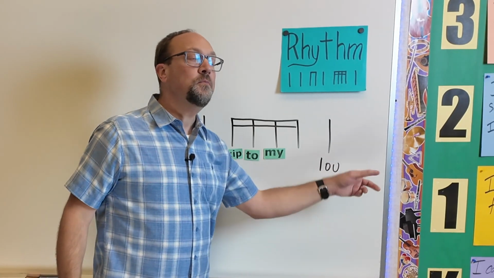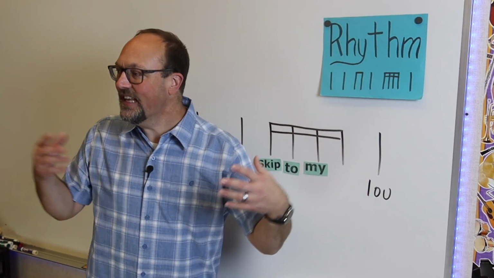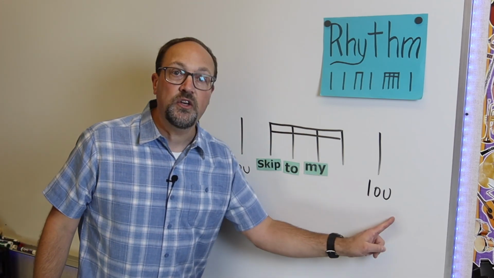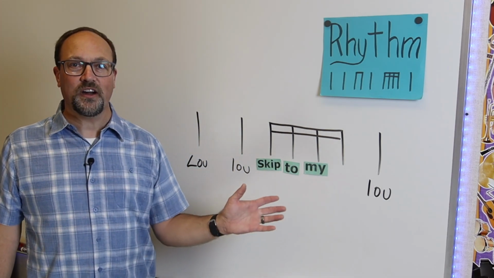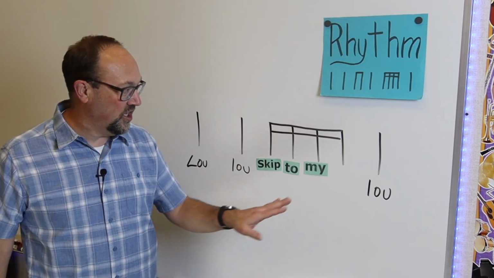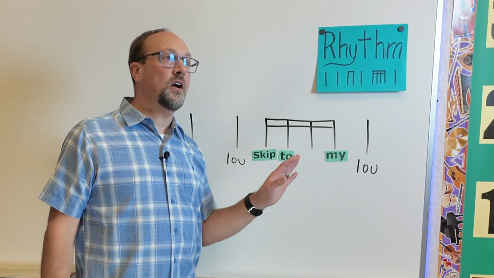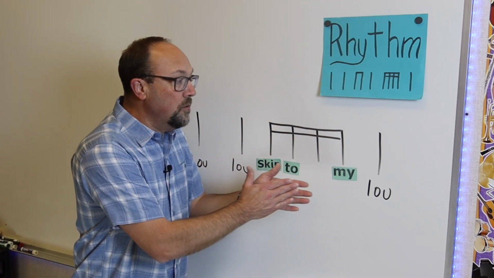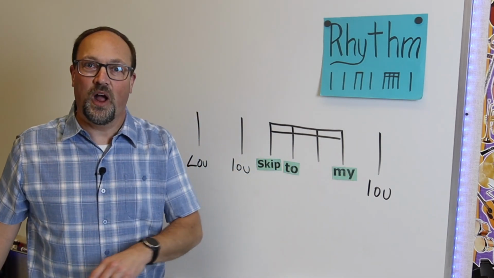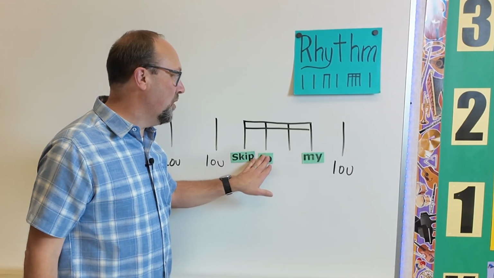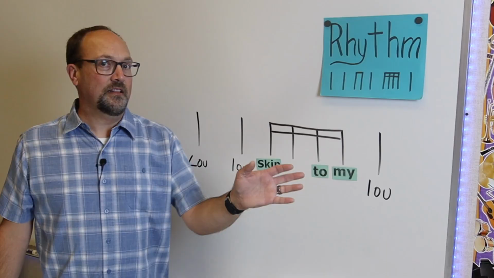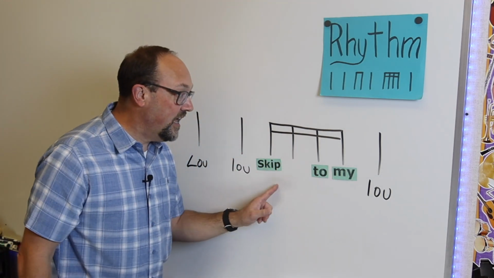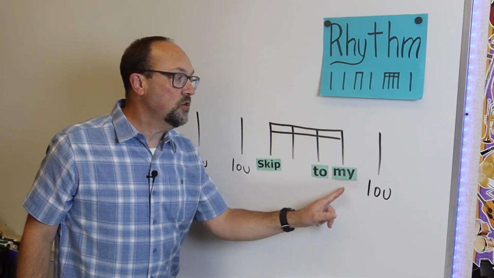Skip to my Lou, and you would have them actually sing it. Let's try it. Here we go. Lou, Lou, skip to my Lou. That doesn't quite work. So what do we need to change? And someone might move this over here. All right, let's try it that way. Lou, Lou, skip to my Lou. That doesn't sound right. What else can we do? And someone might come up and move it to there. Let's try that. Lou, Lou, skip to my Lou. Skip to my Lou.